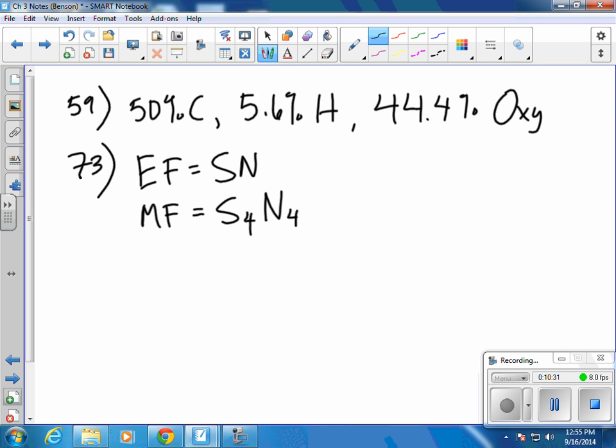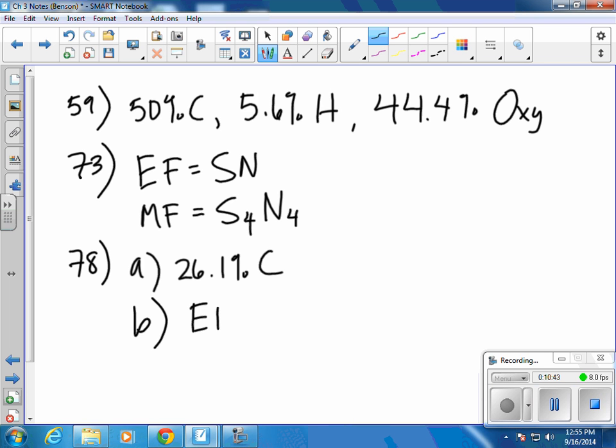Okay, 78 was another one. For 78A, you should get 26.1% carbon. For B, your empirical formula is CH6N2. And let's see, I think that was just A and B. And we're looking at number 112. Let me see if I can find that answer for you.